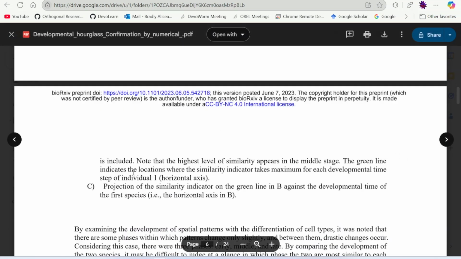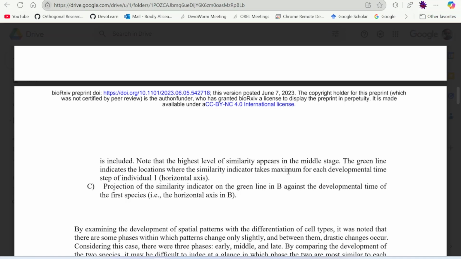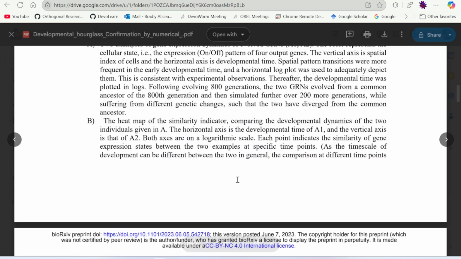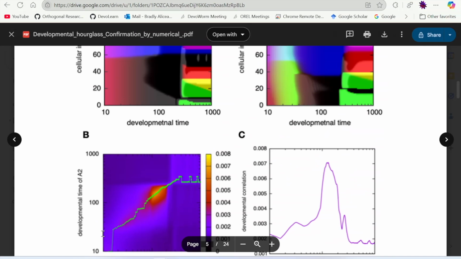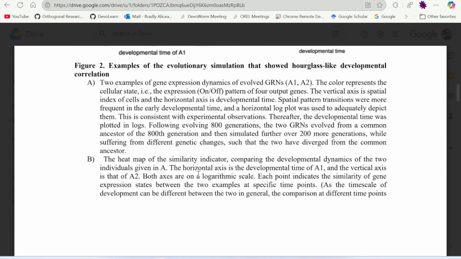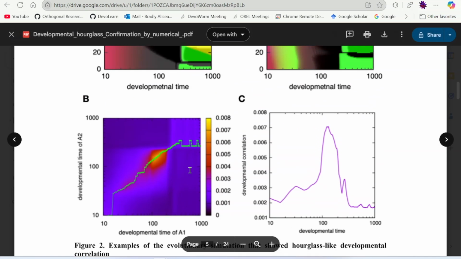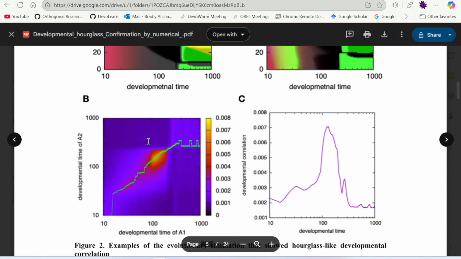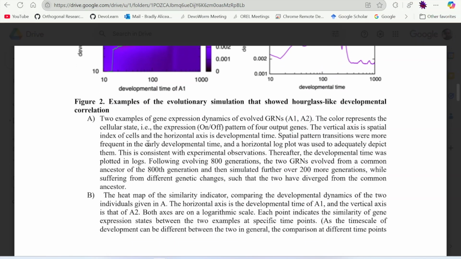And the green line indicates the locations where the similarity indicator takes its maximum for each developmental time step of individual one. So this is here, this green line, going out like that. I think I said earlier that the green line was something else, but that's not true. Each point in this simulation, this entire phase portrait, is basically the comparison.